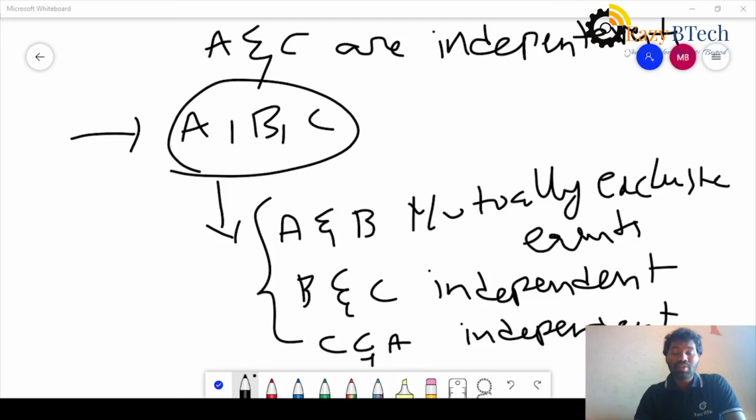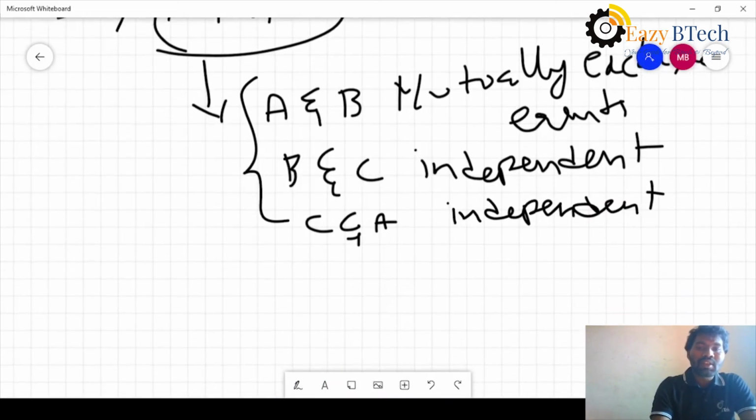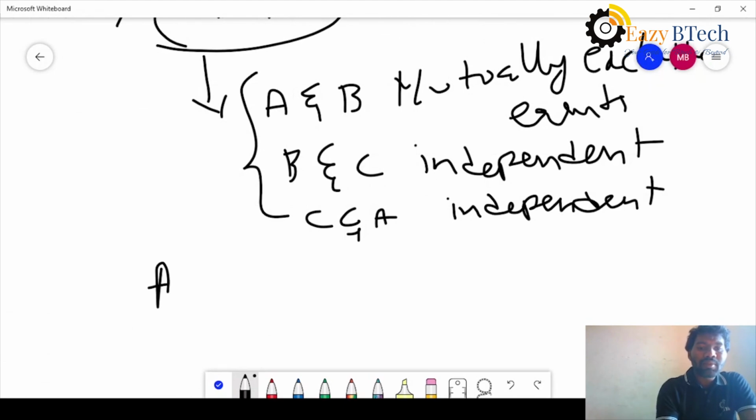So you should know only one formula: P of A intersection B is equal to P of A into P of B or not. You should verify only one formula, and with that you can calculate different probabilities. So this is what it is about independent events. You can also check for three events: you take P of A intersection B intersection C.